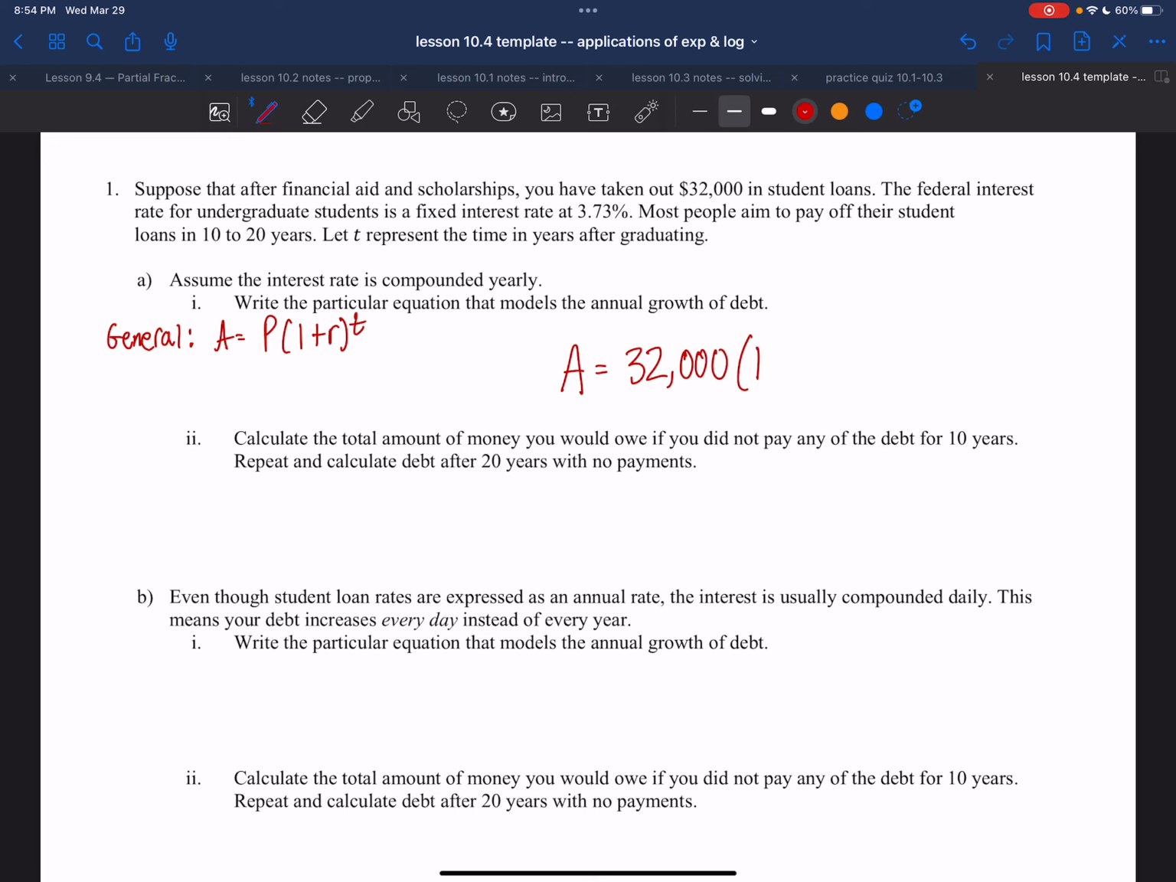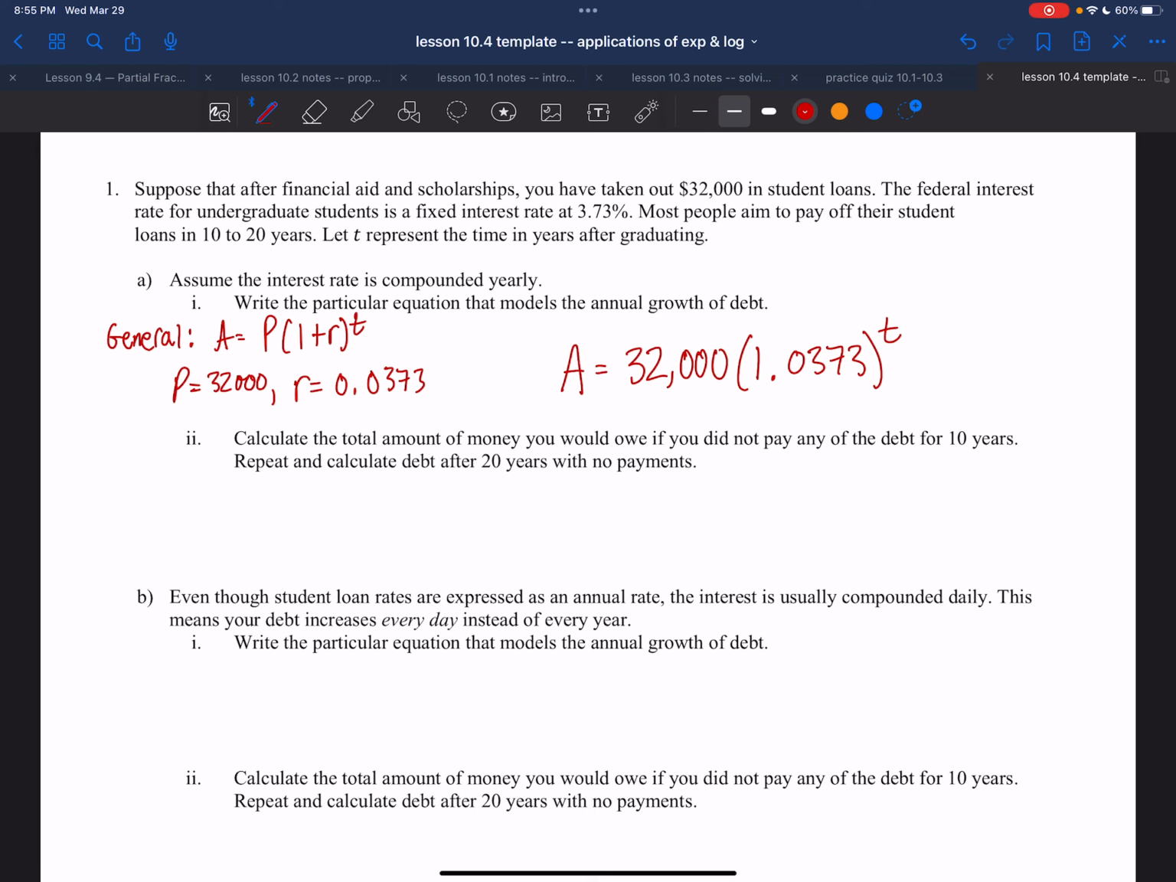And then I'm doing 1 plus the interest rate, which is 3.73%. Now, see, you're going to say P equals 32,000. And you're going to say R equals, that's a percentage which you want to do as a decimal, 0.0373. Now, if I add that, it's 1 plus 0.0373, well, that's just 1 point that, right? So it's 1.0373 raised to the power of t. Done. That's it. That's all it asked, okay?